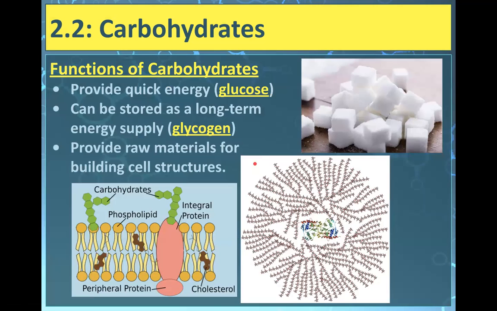What do we use carbohydrates for? Well, we use glucose as quick energy. We can store it as long-term energy through glycogen, this is it right here. But they also provide the raw materials for certain cell structures, such as these little, essentially name tags here, these glycoproteins or lipids in the cell membrane.